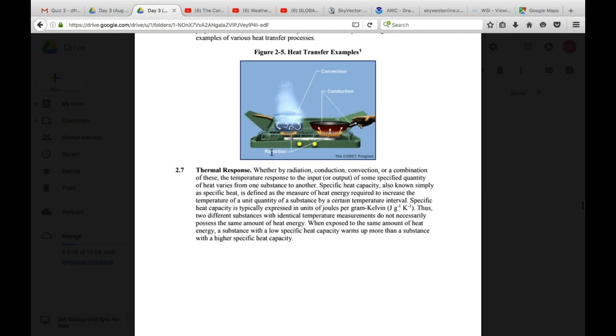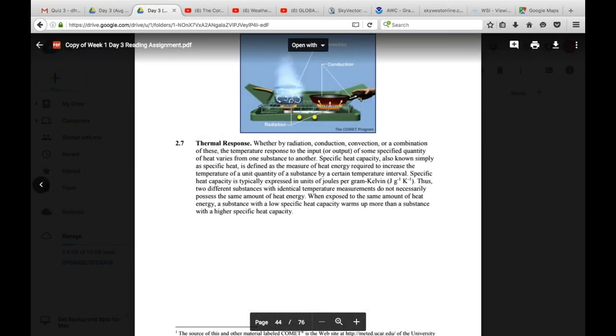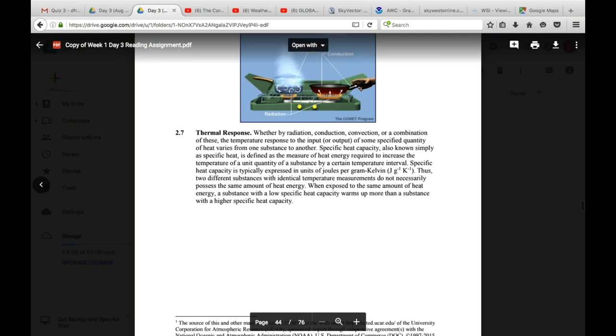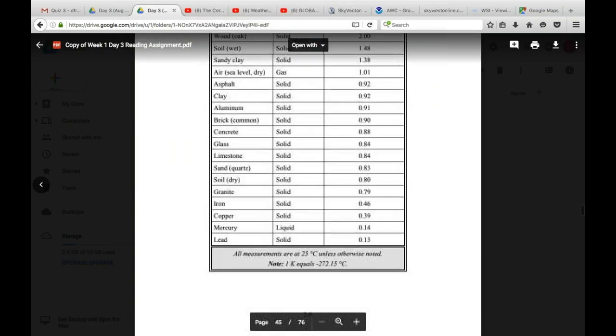So thermal response, whether by radiation, conduction, convection, or a combination of these, the temperature response to the input of some specified quantity of heat varies from one substance to another. Specific heat capacity, also known simply as specific heat, is specified as the measure of heat energy required to increase the temperature of a unit quantity of a substance by a certain temperature interval. Don't worry too much about that.